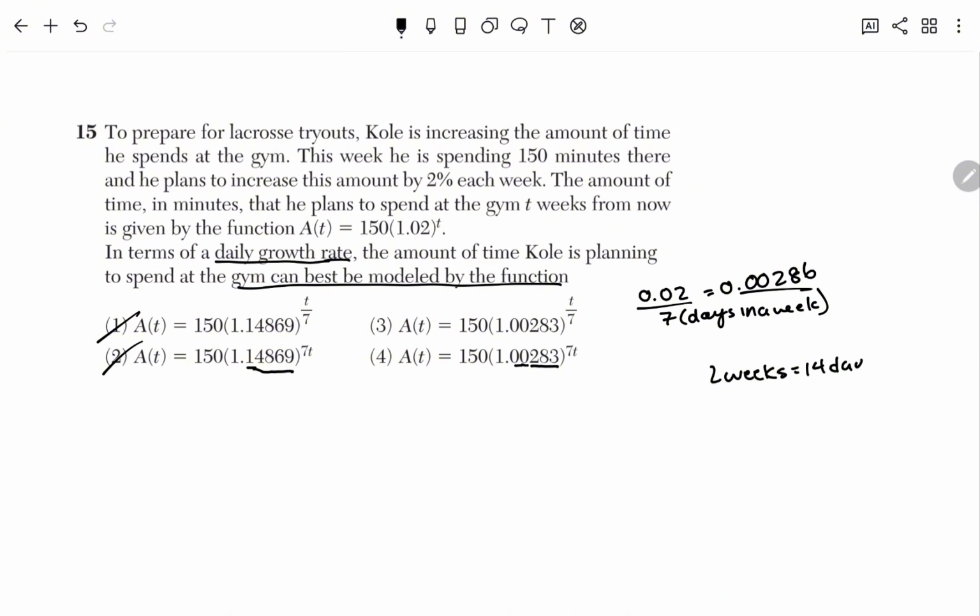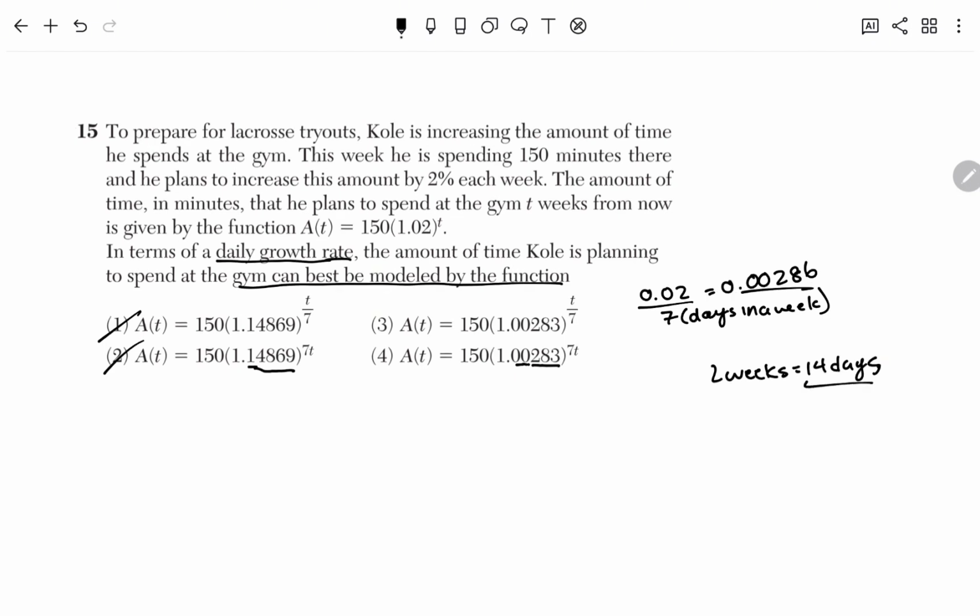14 days. And if I'm changing my equation to represent a daily growth rate, I'm going to have to get 14 days. If I plug in 2 for t in equation number 3, I'm going to get 2/7. That is not representative of 14 days. But if I plug it into equation number 4, I'm going to get 14 days. And therefore, answer choice 4 is our answer. So that is question 13, 14, and 15.